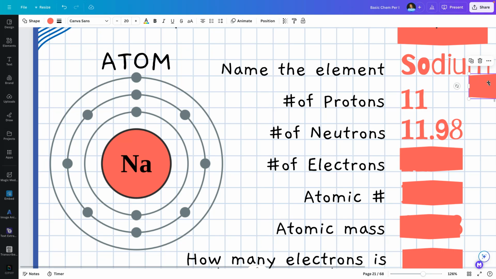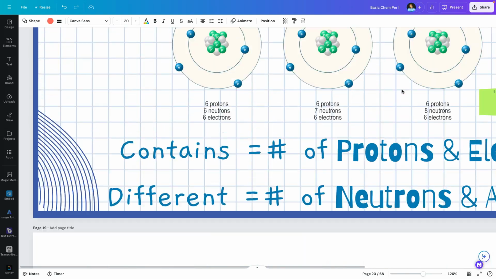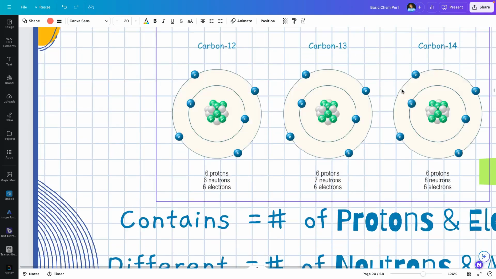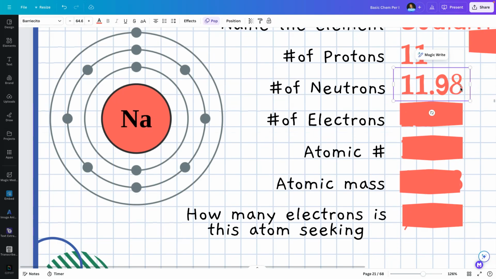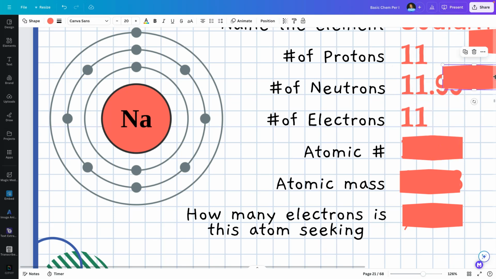Because that's what it is on the periodic table without rounding. It's 99? Okay, because I made a typo. Let's fix that right now. You put 12, you're fine. How many electrons are there? How do you know that? Because protons equal electrons. That's your answer.